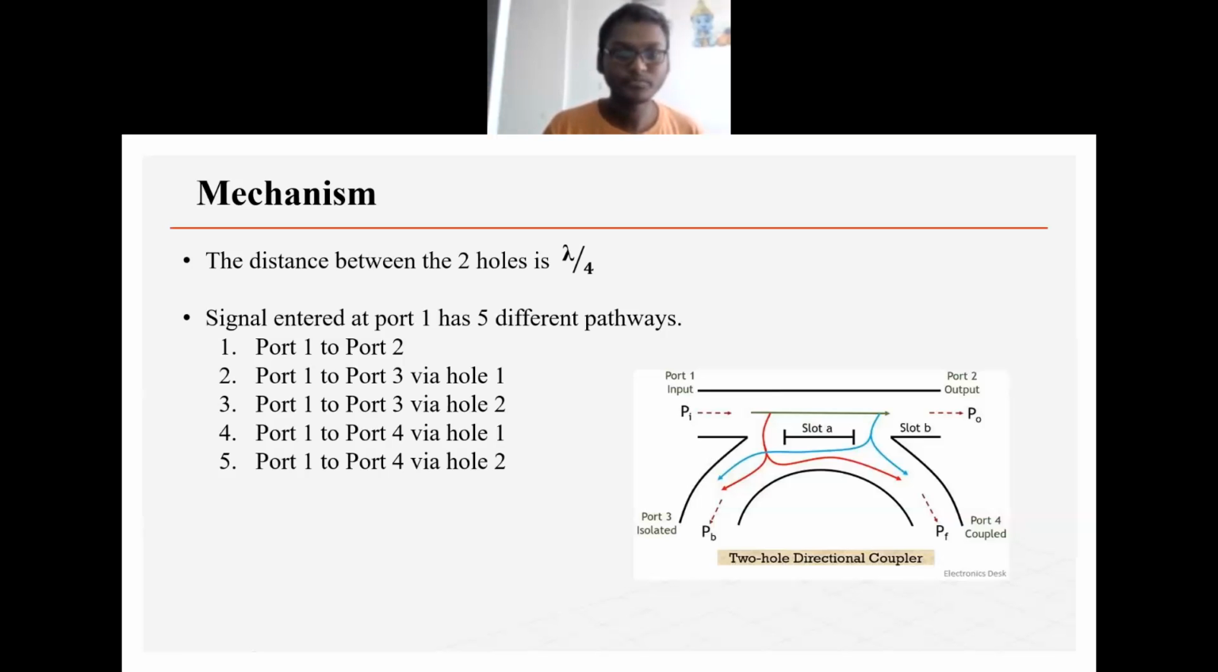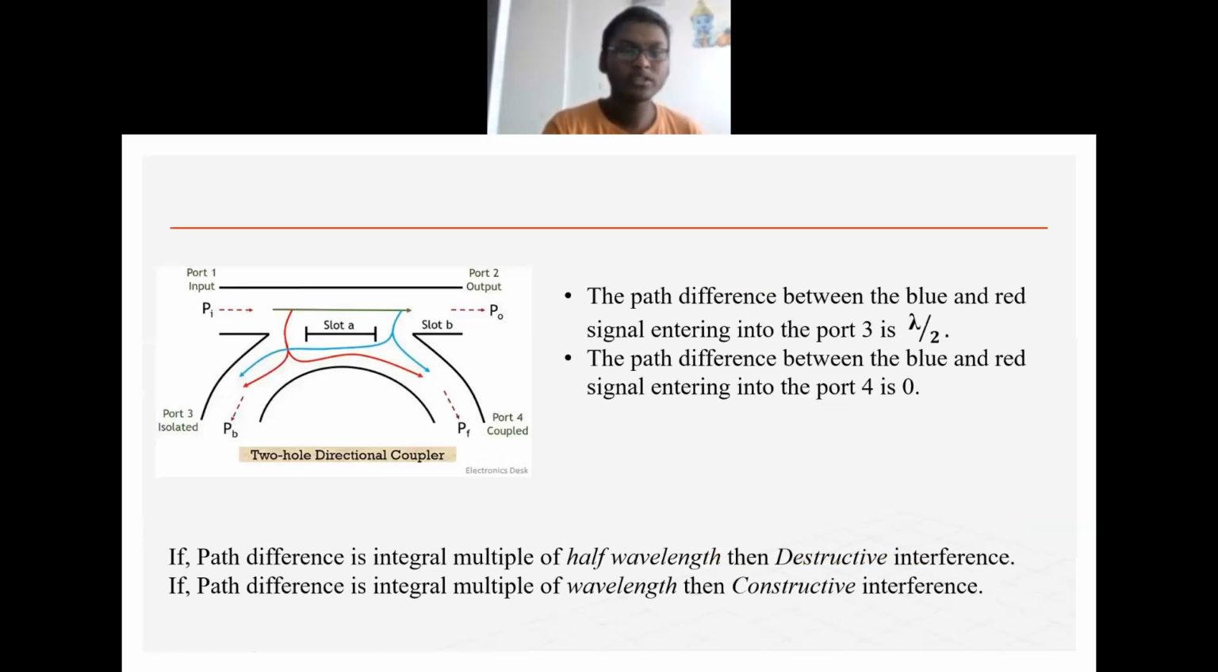Here, you can observe that the path difference between the blue and red signals entering port 3 is lambda by 2, and the path difference between the blue and red signals in port 4 is 0. As we studied in FTIR, if the path difference is an odd multiple of lambda by 2, then destructive interference happens at the port. And if the path difference is an integral multiple of the wavelength, then constructive interference happens at that port. So we can conclude that in port 3 completely destructive interference happens, and no signal is stored or split in port 3.